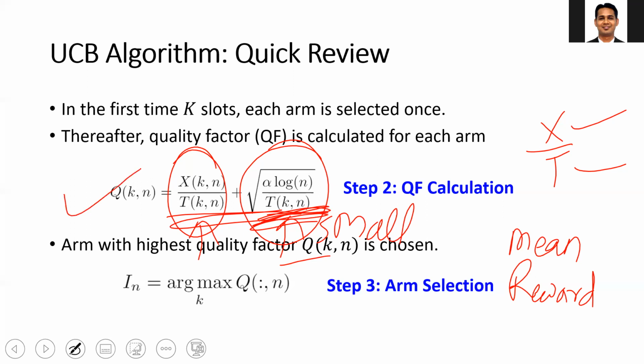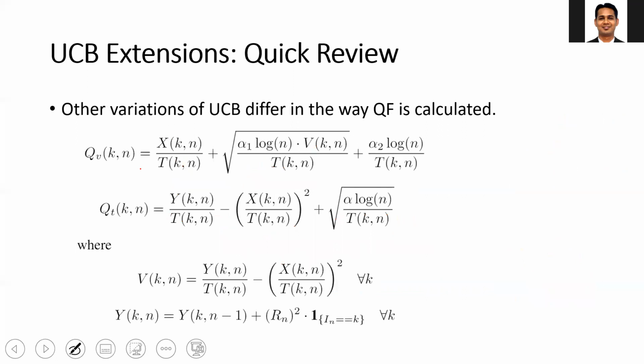Similarly, there are other algorithms which calculate the quality factor in a different way. For example, this is one way of calculating the quality factor. This is another way of calculating the quality factor. Okay, so there are different variations of the algorithms, and they differ in performance in a specific environment. There are more complex algorithms as well.